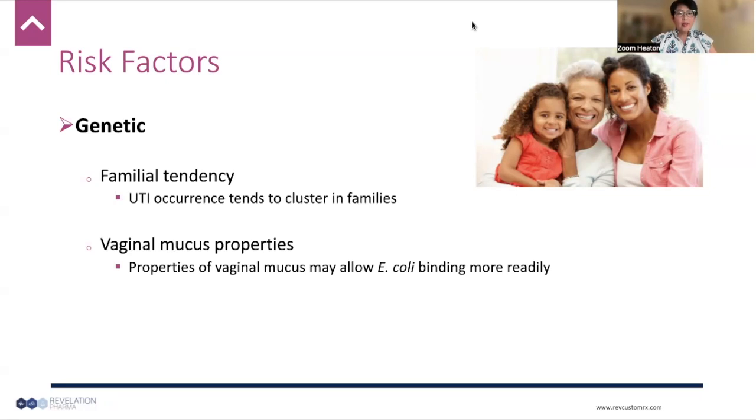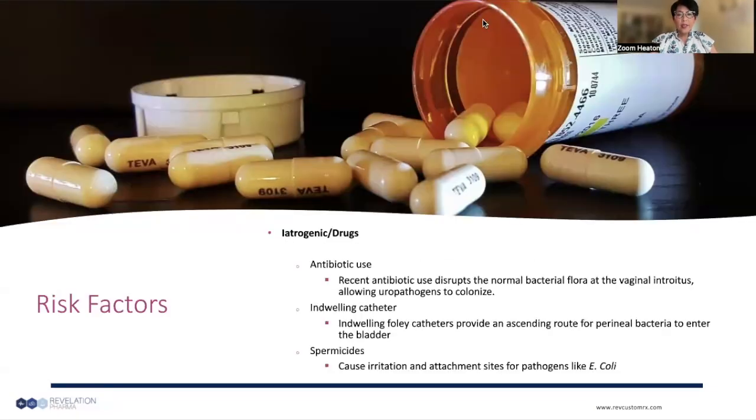Vaginal mucus properties. Clinical studies have shown that vaginal mucus can bind bacteria and may influence the initial attachment and subsequent colonization of the vaginal and urinary tract epithelium by E. coli. Iatrogenic or drug risk factors: antibiotic use. Recent antibiotic use can disrupt the normal flora at the vaginal opening, allowing those pathogens to colonize. Indwelling catheters, like Foley catheters, provide an ascending route for perineal bacteria to enter the bladder. And spermicides cause irritation and attachment sites for pathogens like E. coli. Here are your references.